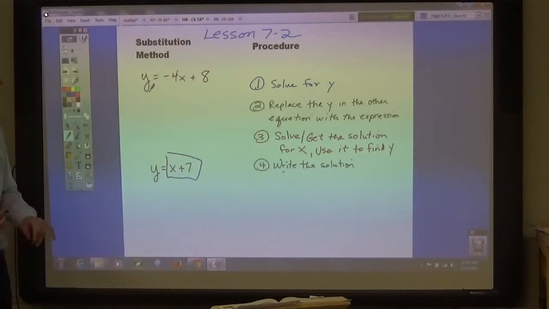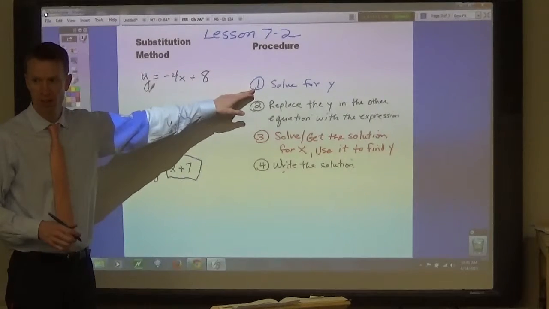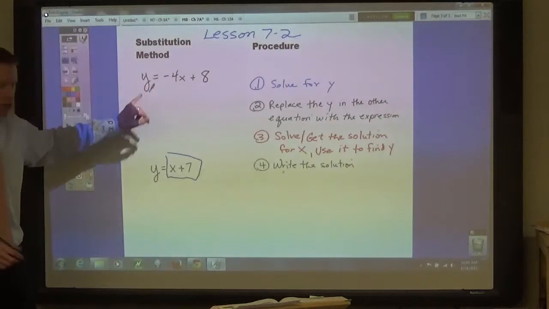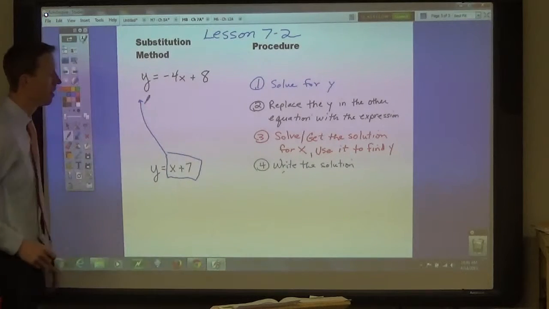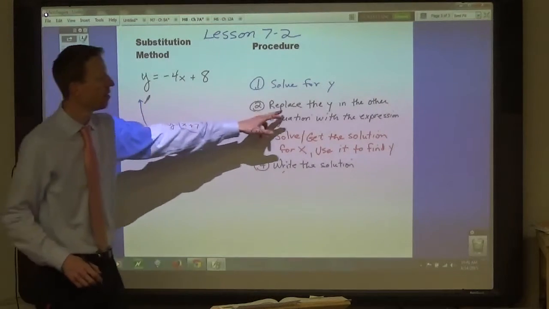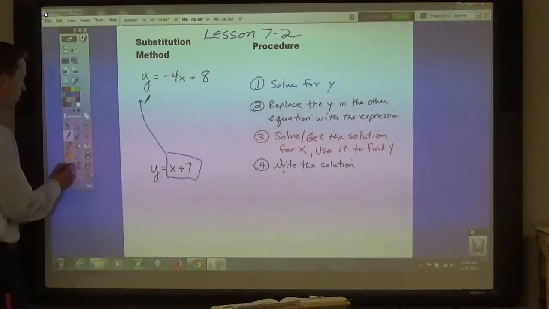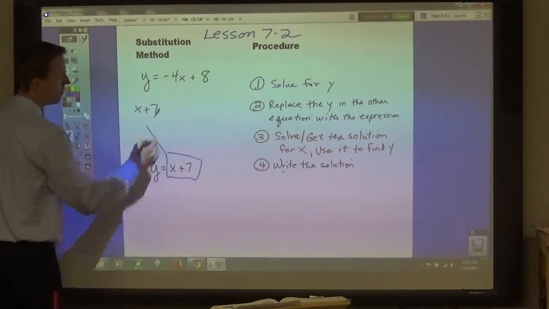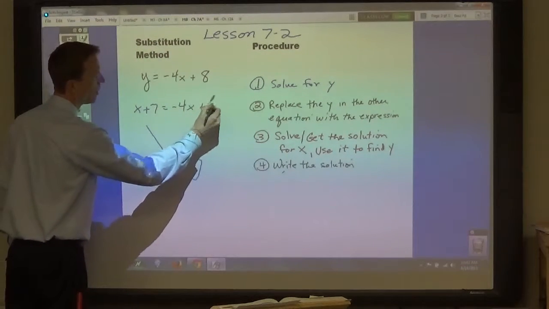Now, sometimes you might not know what y equals, and so the first thing you may have to do is solve for y. But in both of these equations, we know what y equals. So we can just take what y equals, x plus 7, and put that on this side in place of y. We're going to replace the y in the other equation with the expression for y. So the expression is x plus 7, and then that equals negative 4x plus 8.